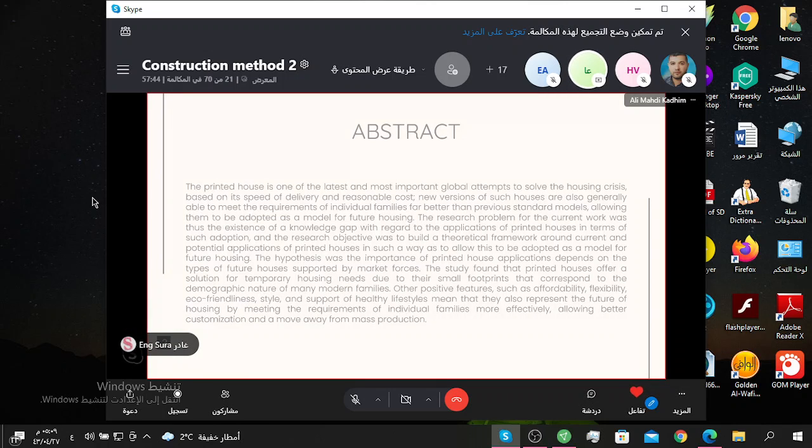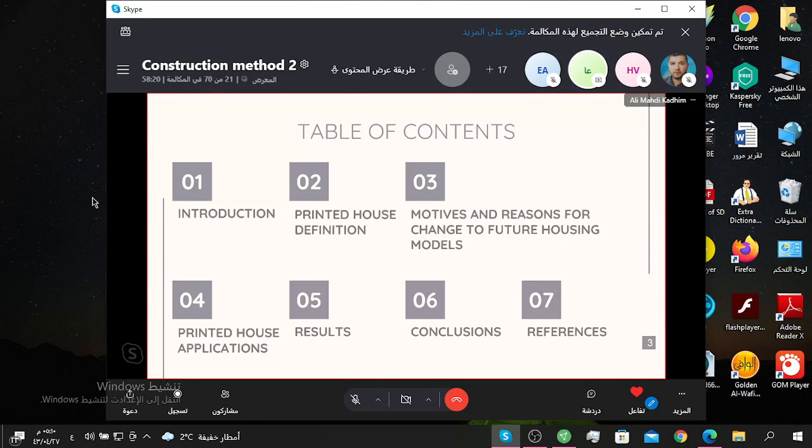Other positive features such as affordability, flexibility, eco-friendliness, style, and support of healthy lifestyles mean that they also represent the future of housing, by meeting the requirements of individual families more effectively, allowing better customization and a move away from mass production. The table of contents will be introduction and a definition for printed houses, the motives and reasons for change to future housing models, printed house applications, results, conclusions, and references.